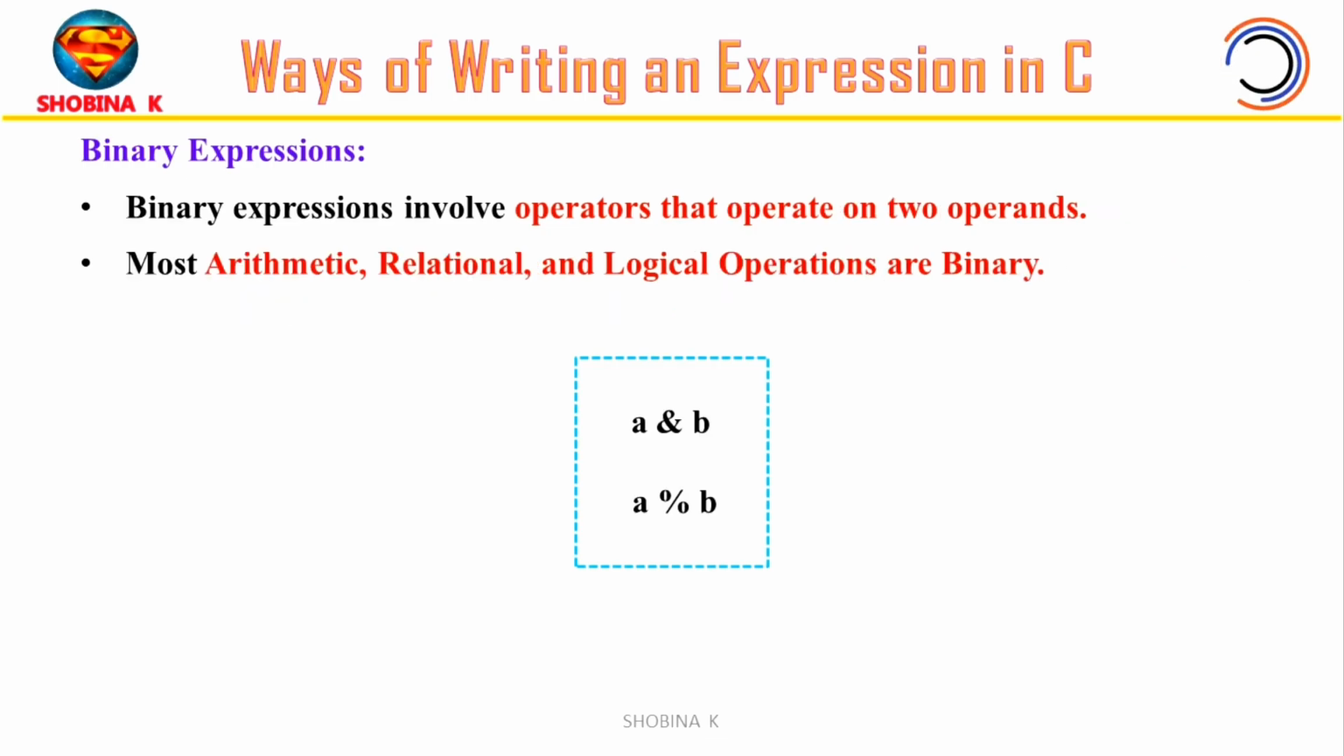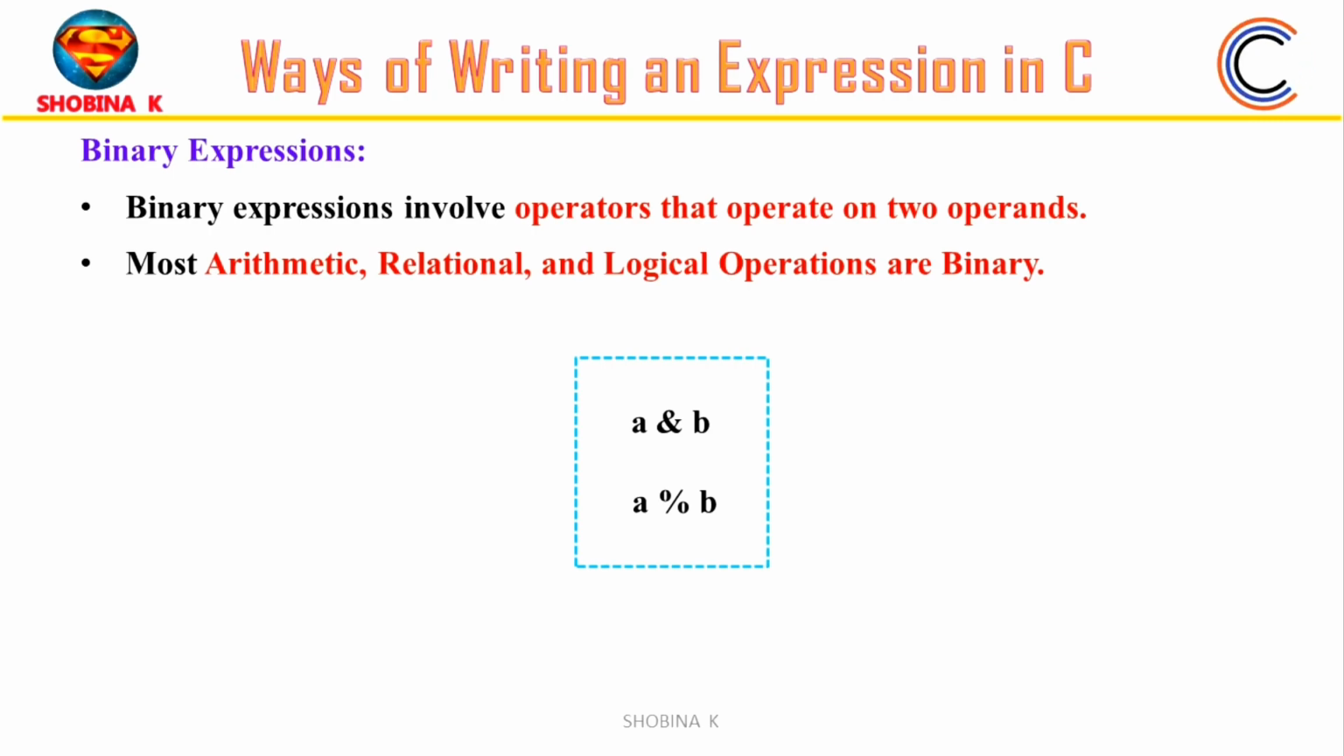In binary expressions, operators operate on two operands. Most arithmetic, relational, and logical operations are binary. It somewhat looks like an infix expression, but the basic difference is, in a binary expression, we have exactly one operator placed between two operands. Whereas in an infix expression, we have multiple operators and operands arranged in a specific order.